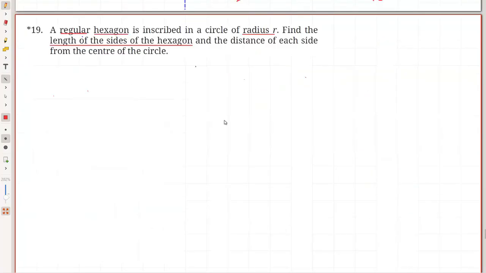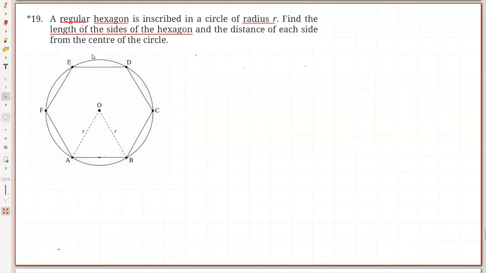Now question number 19. First you have to find the length of the side of the hexagon, and you have to draw the diagram first. Let me show the diagram. This is the diagram: a circle, and inside we have a regular hexagon. A regular hexagon is inscribed in a circle with the radius. This is the radius. We have to find the length of the side.